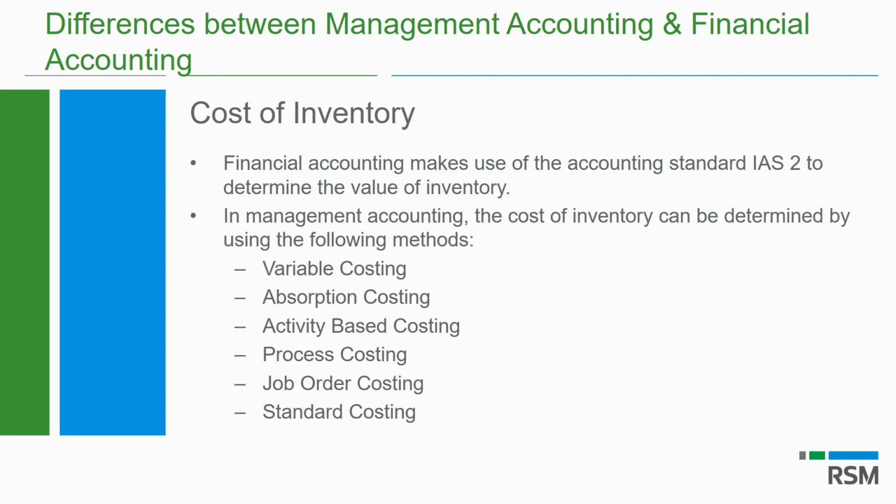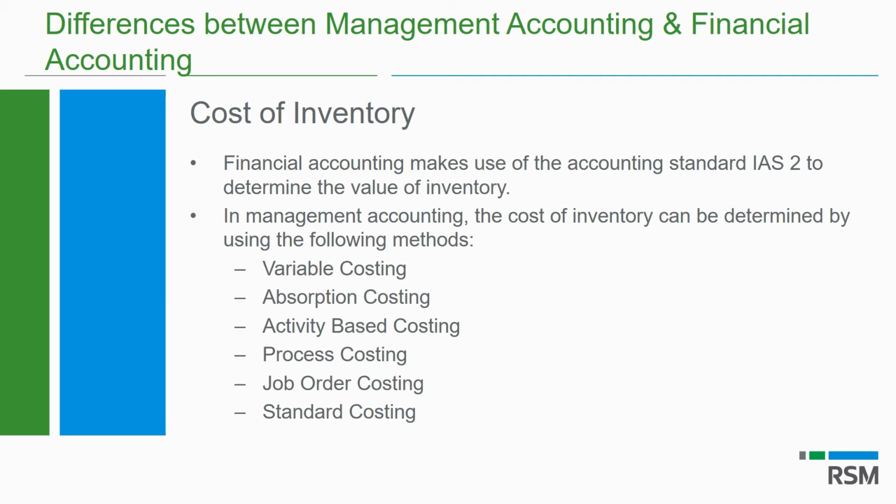We have a process called absorption costing, where you absorb some of the overheads into the cost of inventory. Activity-based costing is what it says. Process costing, job order costing, standard costing is a method to approximate one of the other costing methods. If it comes close, then you can use standard costing. So these are different methods that management use in order to allocate costs to their inventory so that they can make decisions.